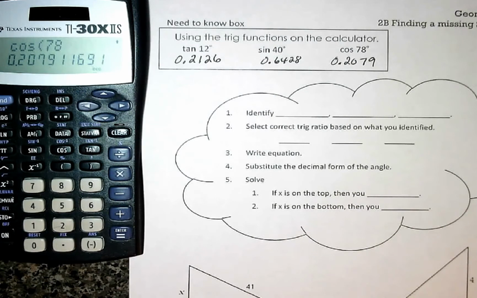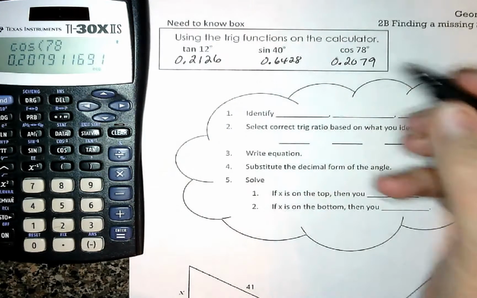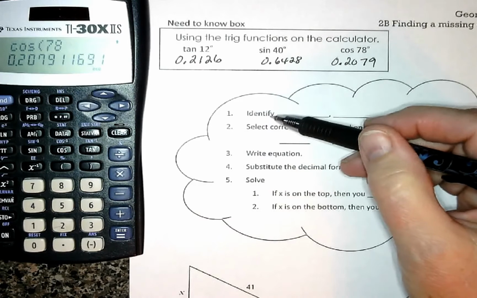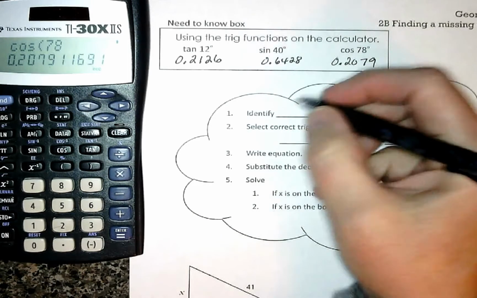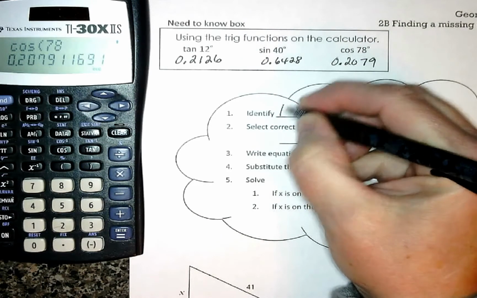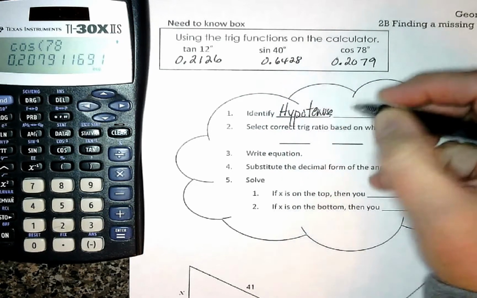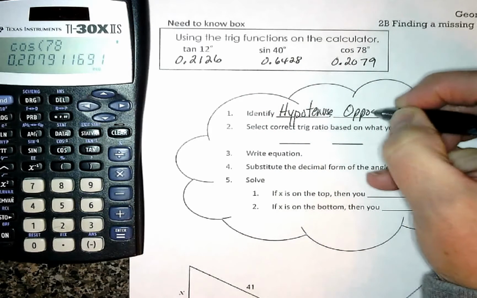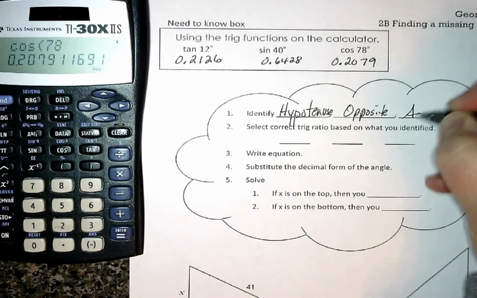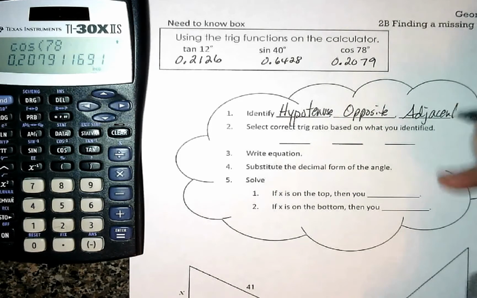Now, how do we set up to find a missing side? So I've got kind of the steps here, and then we'll go through some examples. First thing I want you to do is to identify the angle that you have, and with that acute angle, you're going to identify the hypotenuse, the opposite, and the adjacent. Okay, so you're going to identify those using a given angle.